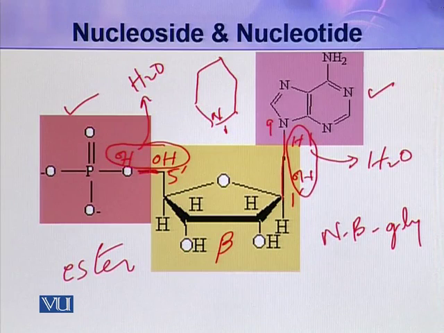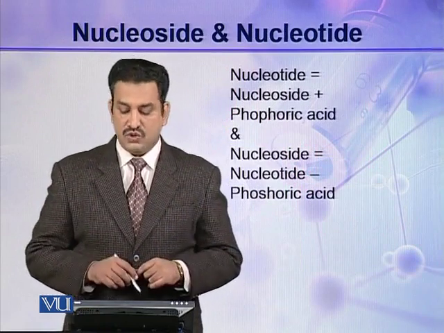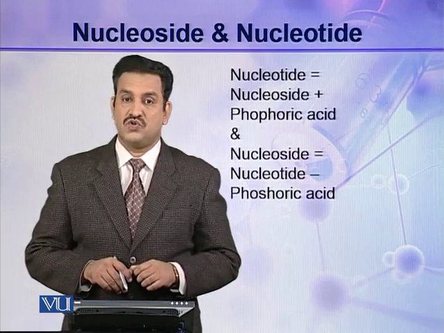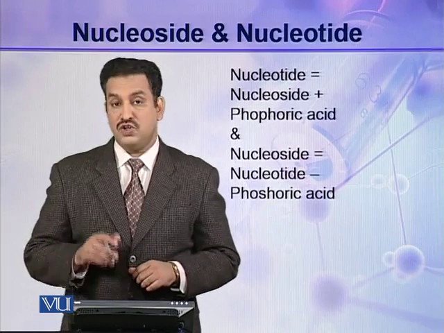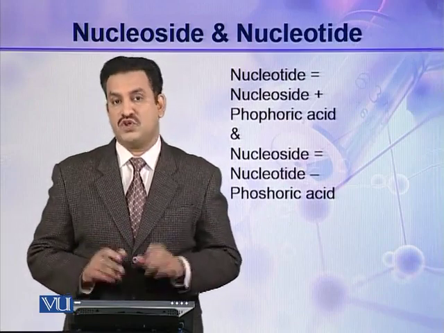So in this way, all three components are joined to make nucleotide. So simply you can say, in other words, a nucleotide is equal to nucleoside plus phosphoric acid, while a nucleoside is equal to a nucleotide minus phosphoric acid.